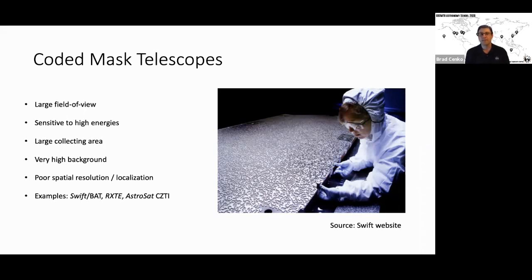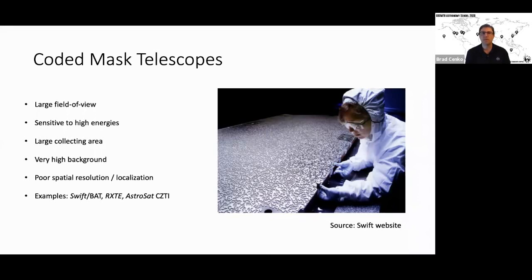The downsides are that this leads to a very high background. You're not actually focusing the X-rays in any way. And so the field of view that you want to get, you're going to have to populate a large area with detectors. And so you're going to have a correspondingly very large background. And that's really going to limit the sensitivity for faint sources from these kinds of instruments.